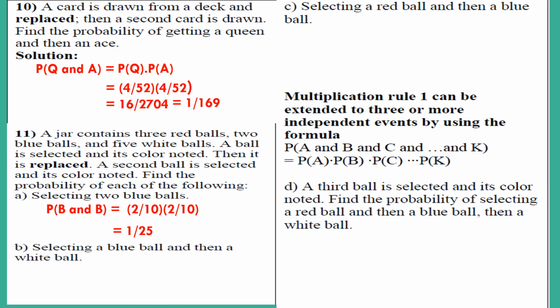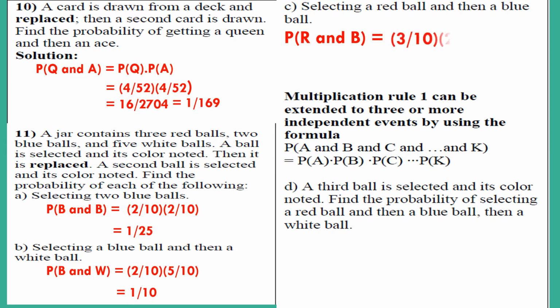Selecting a blue ball and then a white ball. The probability of getting a blue is 2/10 and the probability of getting a white is 5/10. The product therefore is 10/100 or 1/10. Selecting a red ball and then a blue ball. The probability of getting red and blue equals the product of the probabilities, which is 3/10 times 2/10, which is equal to 6/100.